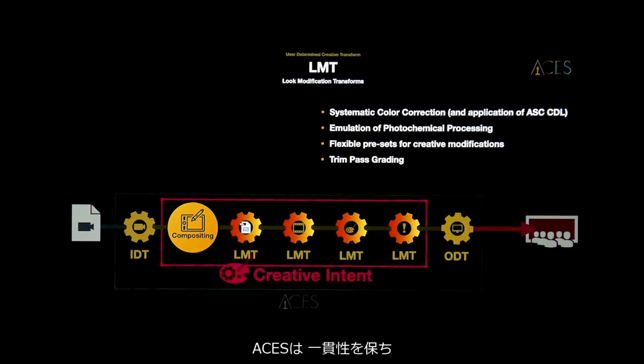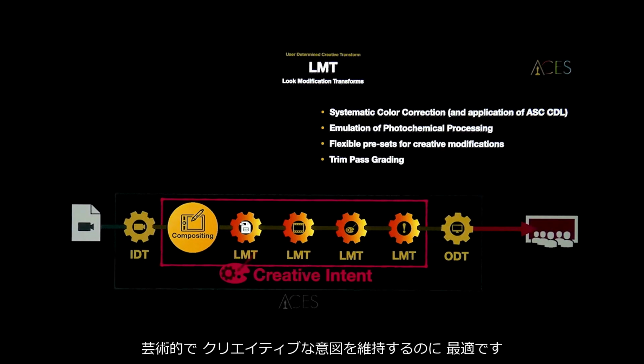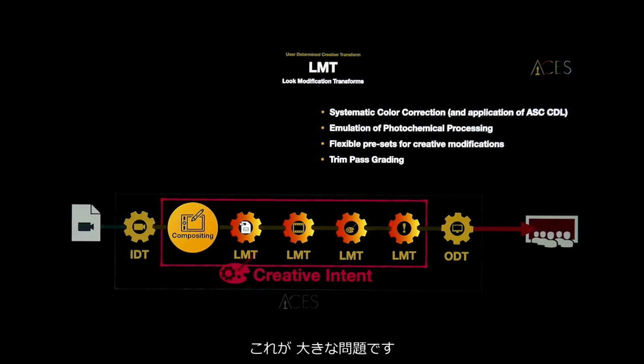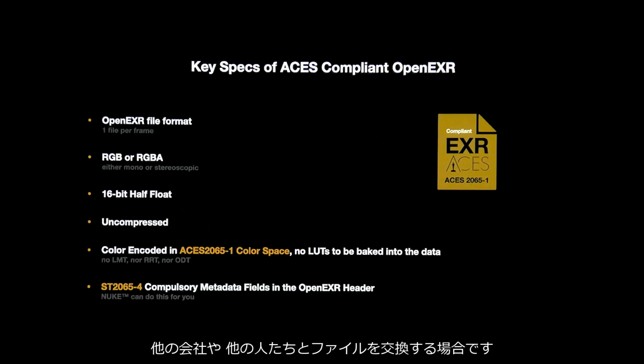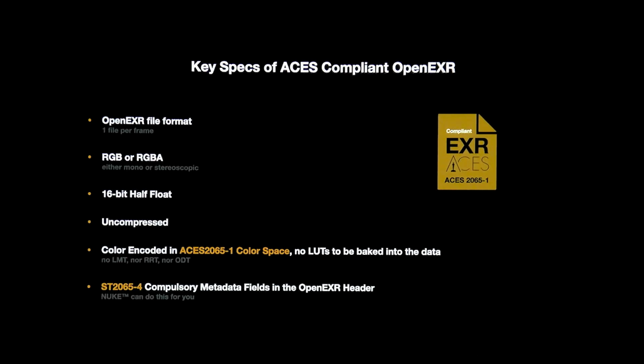So ACES is great for keeping consistency and preserving the artistic and creative intent. That is the big deal. The only thing that is missing in here is what happens when we need to exchange files with other companies, with other people. There is also a standardized way of exchanging, because what's the point of having a very standardized set of transformations if then I deliver whatever I like? No. There is one very standardized group of transformations that is really important.